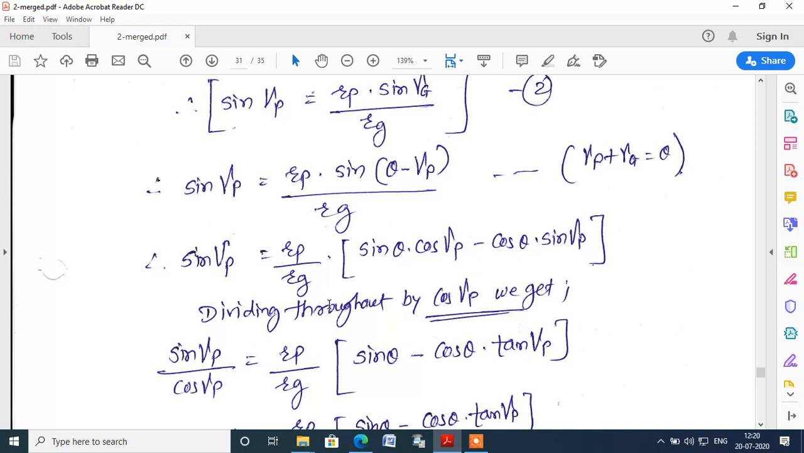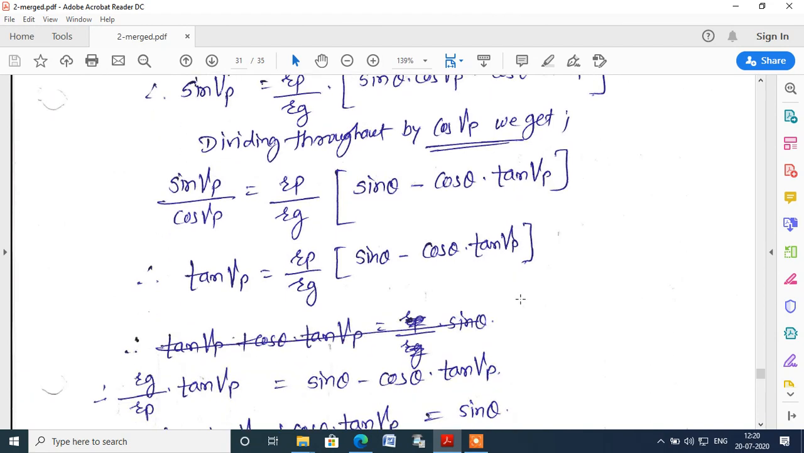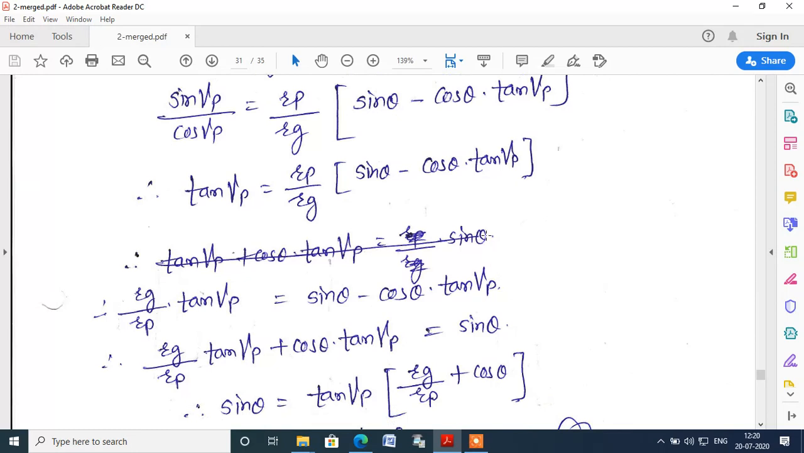Therefore sin gamma P equals RP by RG into sin theta cos gamma P minus cos theta sin gamma P. Dividing throughout by cos gamma P, we get sin gamma P upon cos gamma P on the left hand side, and on the right hand side also we divide by cos gamma P, so RP by RG as it is. In sin theta, dividing by cos gamma P, the cos gamma P cancels, so it becomes sin theta minus cos theta into sin gamma P upon cos gamma P, which is nothing but tan gamma P. So tan gamma P equals RP by RG into sin theta minus cos theta tan gamma P.